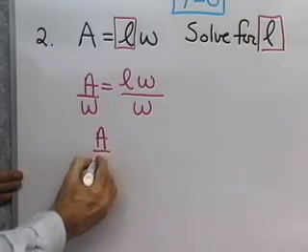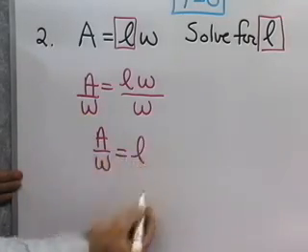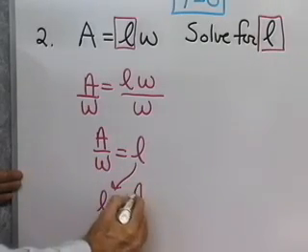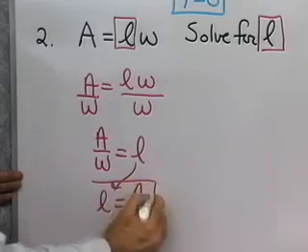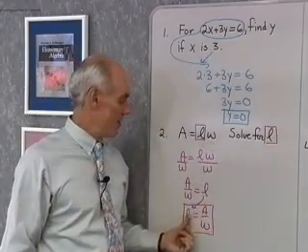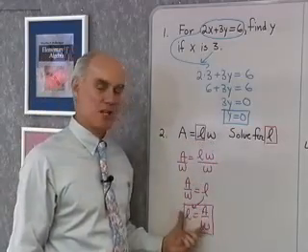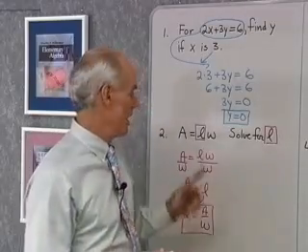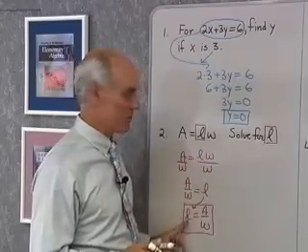So A over W is equal to L, and it's usually best if we reverse sides and write this as L is equal to A divided by W, like that. So A is equal to L times W and L is equal to A over W. Both say the same thing about the relationship between those three variables, A, L, and W. This one is solved for A, this one is solved for L.